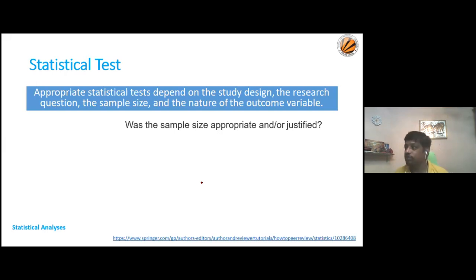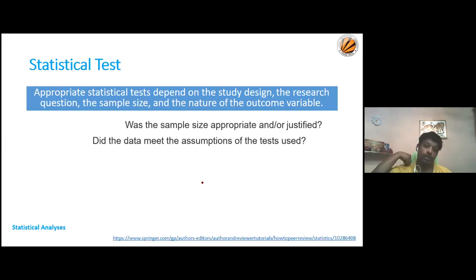A smaller sample size may not produce effective results when you want to compare between two groups, and it would spoil your resources, your time, your money, and everything. So you should have proper sample size calculations for your statistical test. The second question: did the data meet the assumptions of this test?